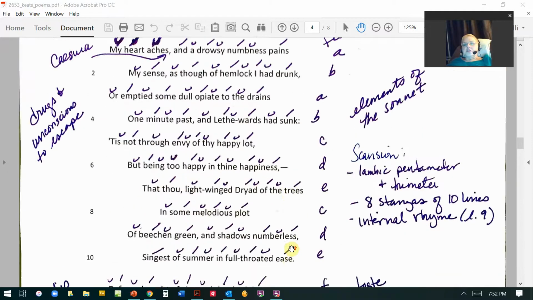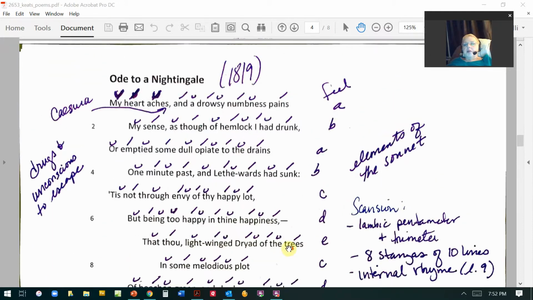We think that he wrote this probably soon after Tom died, and that he had witnessed that, right? So let's look at this. And then you see I have some marks here in the corner. We have a caesura, which again is that pause that you need to fill in for that metrical foot.